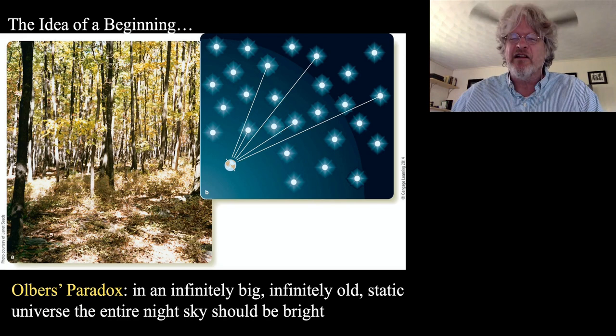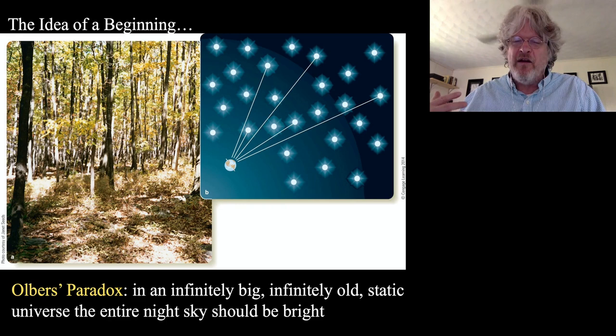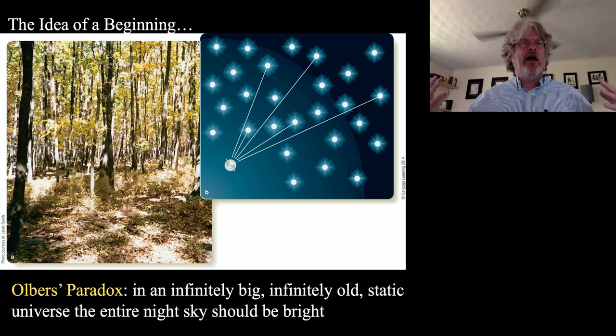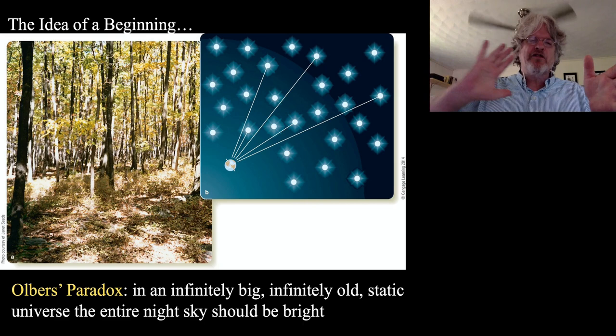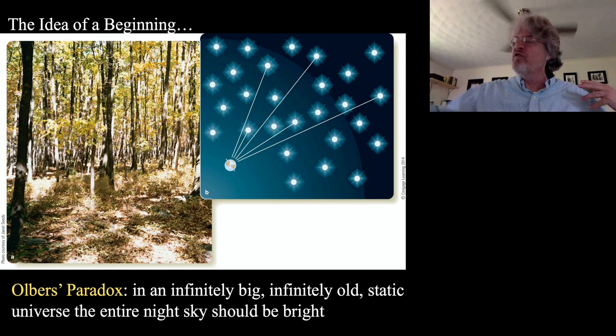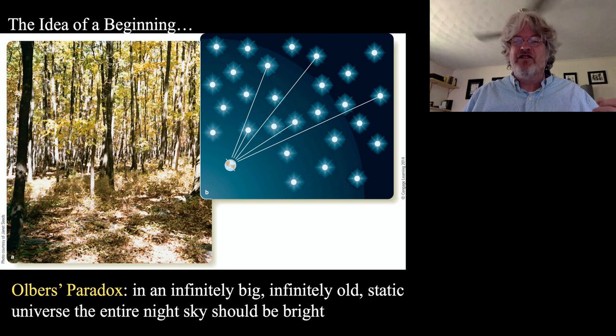Anyways, in it though, he suggests this idea, this solution to it then, was that, well, maybe the universe isn't infinitely old. Maybe the universe had a beginning. And so even though the universe might be infinite in extent, if the universe had a beginning, those super, super distant stars, there hasn't been time enough for the light from those stars to reach us. So the very, very distant stars, that light hasn't gotten to us yet. And so that's why we see the night sky as dark.